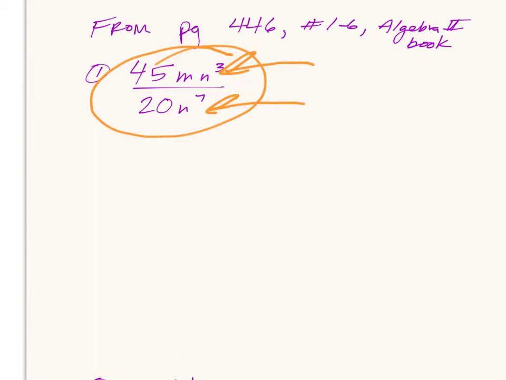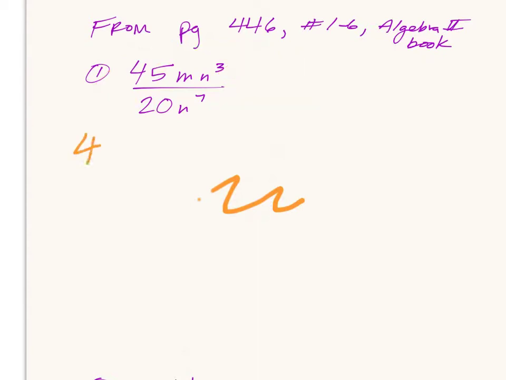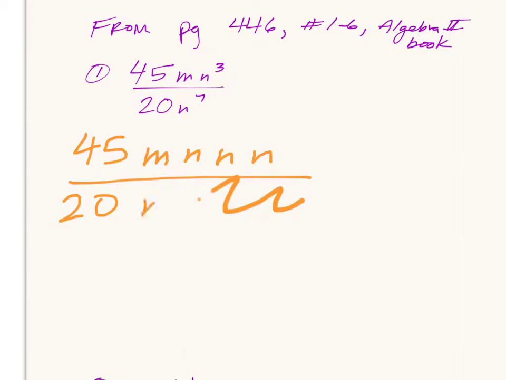Remember, the things you can cancel have to be multiplied to something else. So what I have here is a 45 that's multiplied to an n, and then it's multiplied to 3 other n's also. If I think about n cubed being the same as n times n times n. And that's all over 20 times 7 n's. 3, 4, 5, 6, 7.